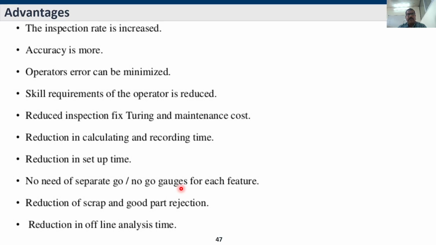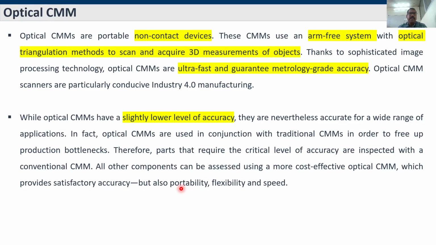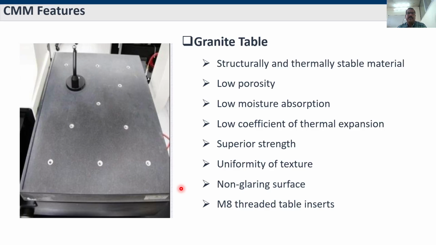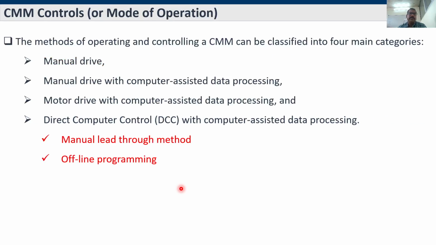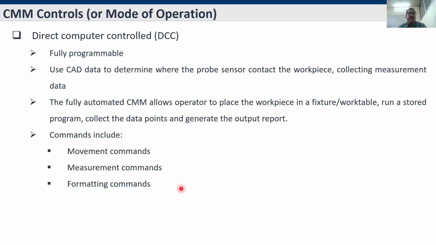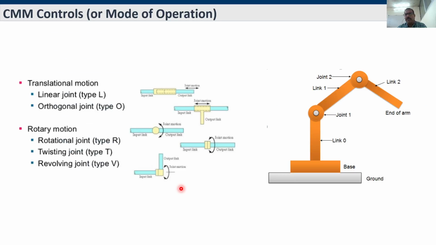So what are the points we have discussed in this video, just to recollect. We discussed CMM features and the granite table. What is a granite table? What are the important characteristics it should possess? We have discussed how the probe wing is positioned. In that you have four types: manual drive with computer assistance, motor drive with the computer, or DCC. Each one we discussed in detail, and also what joints and links are, what kind of joints, translational motion and rotary motion type joints. Under translation, you have linear and orthogonal joints. Under rotary, you have rotational joint, twisting joint, revolving joint.